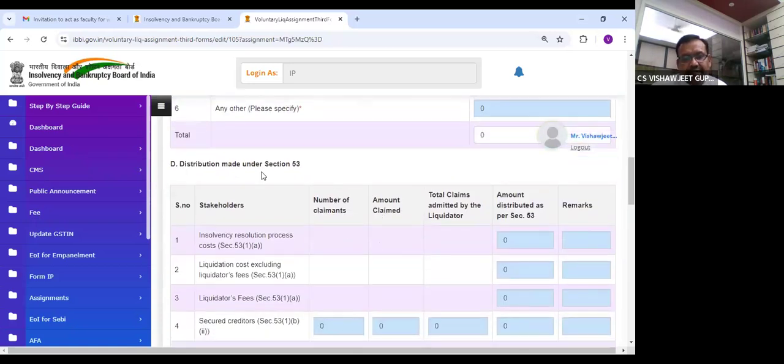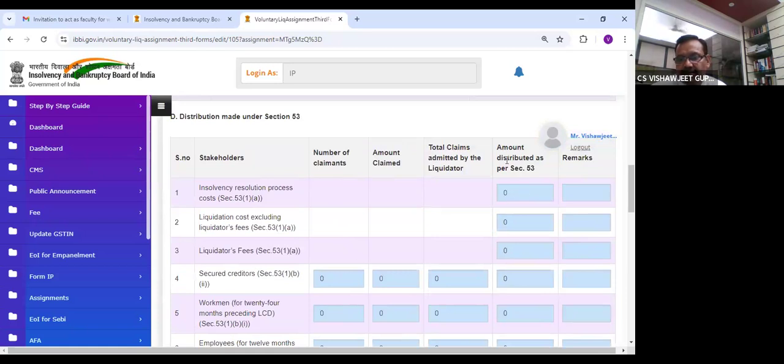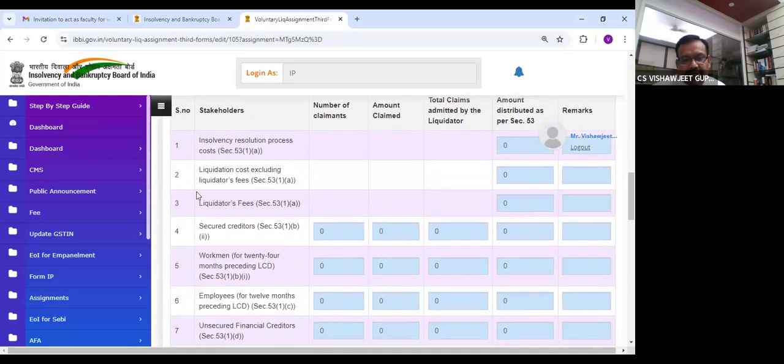Now, distribution made under section 53. Now, how you have made the distribution, you will have to fill here. Insolvency resolution process. Amount distributed as per section 53. Total amount remarks. Then liquidation cost. How much were the liquidation cost? Liquidator fee, excluding liquidator fees. Here, third, add number 3, liquidator fees. Then how much you have paid to the secured creditors, number of claimant, amount claimed, total amount admitted by the liquidator, amount distributed as per section 53, and remarks.